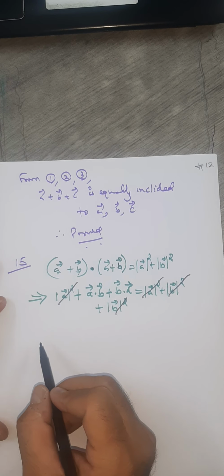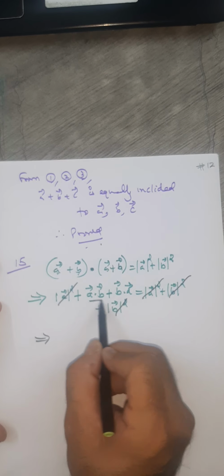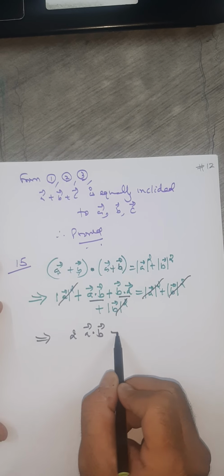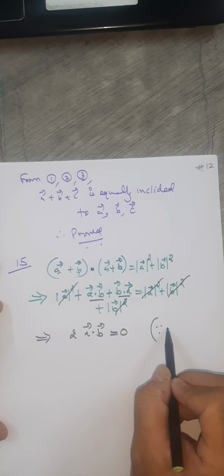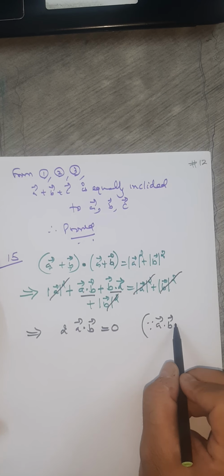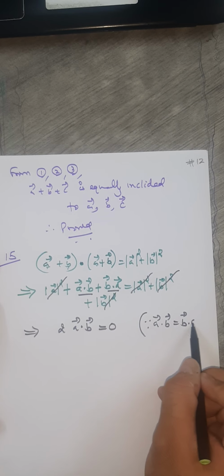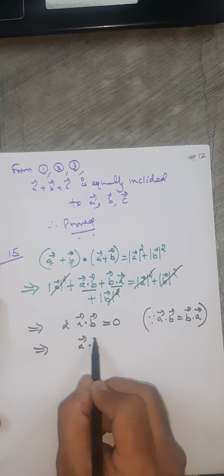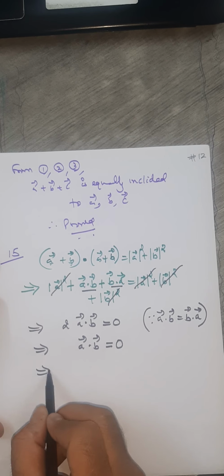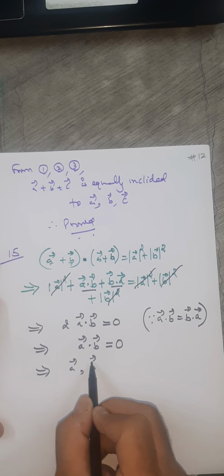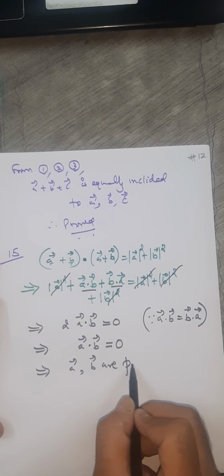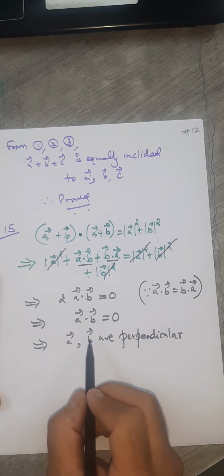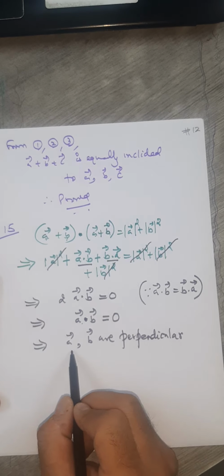So therefore, what will we get from this? We are getting this plus this, but you know that these two are equal. Dot product is commutative, you know, right? Dot product is commutative, so this is same as this. Okay, now I'll take 2 on the other side, so dot product equals 0, and therefore what's our conclusion? Vector A and B are perpendicular. They are perpendicular, remember. Dot product equals 0 means vectors are perpendicular.